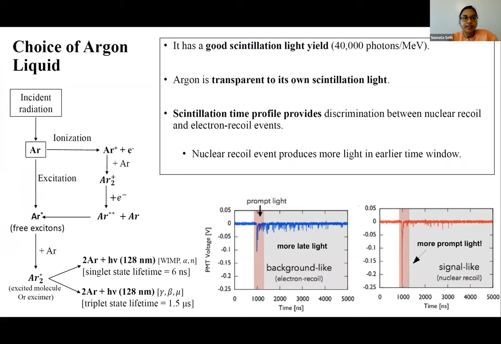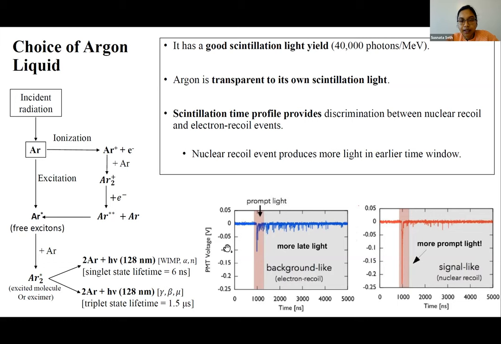Now, why have we chosen liquid argon? Because it has a good scintillation light yield. It is transparent to its own scintillation light. When incident radiation falls on argon, by ionization or excitation processes, ultimately it will produce excimers in singlet or triplet state. The lifetime difference between these two states basically helps us to differentiate between nuclear recoil and electron recoil events.